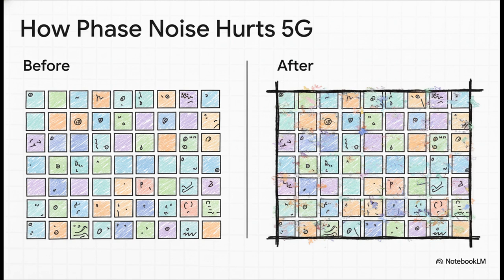Now, remember how we said phase noise smears the signal? Well, in 5G, even a tiny bit of that smearing is enough to make those tightly packed channels overlap and corrupt each other. The result? More errors and slower data speeds. Literally the exact opposite of what 5G is supposed to deliver.